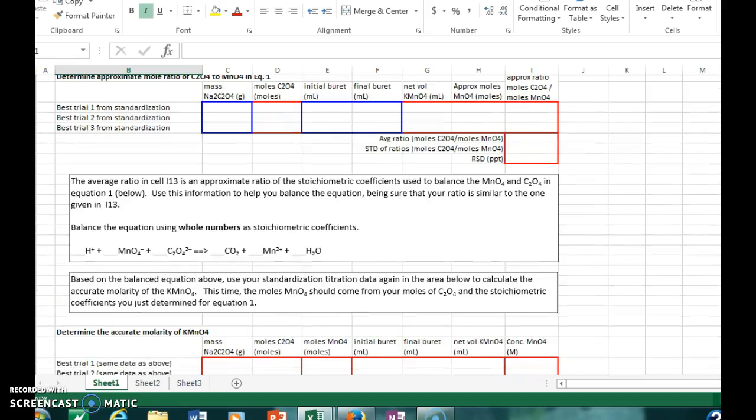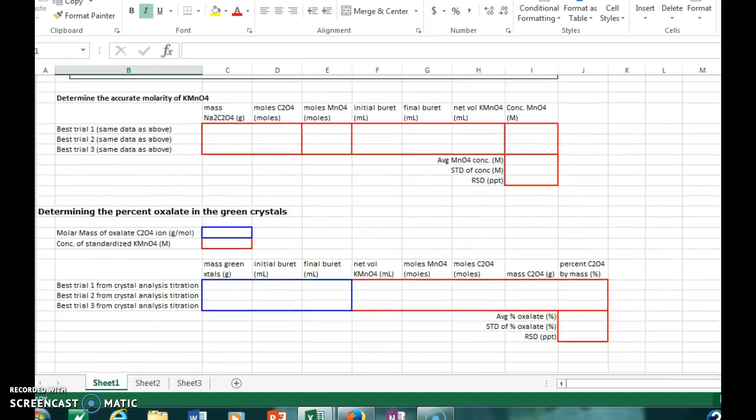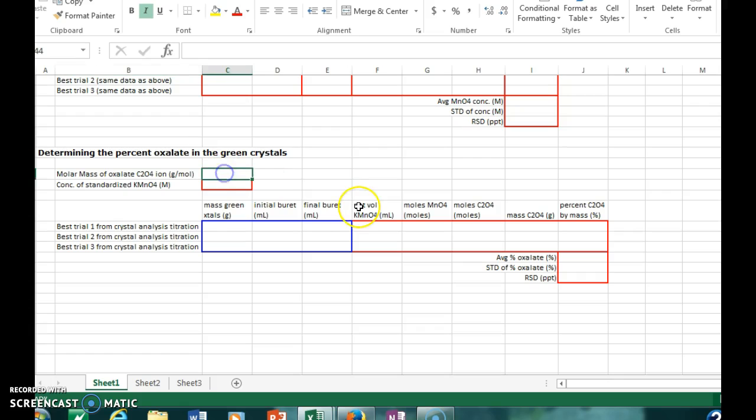So you did the first top half a few weeks ago, and now we're going to be doing this part starting in row 44. The molar mass of oxalate ion is just going to be the mass of 4 oxygens plus the mass of 2 carbons, and that will end up being 88.020. That is what I got.